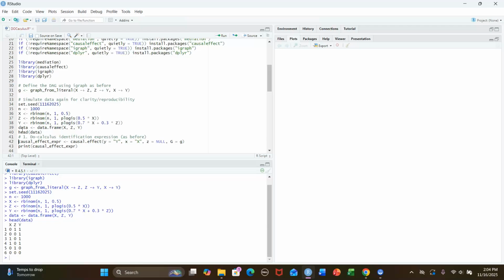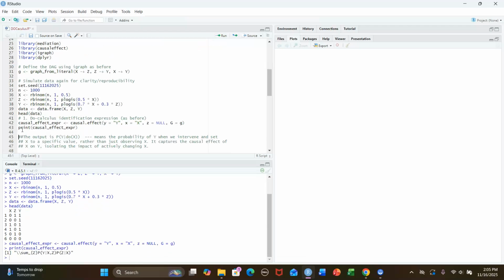So first we do the do-calculus identification expression. So we use the causal.effect function. We specify outcome y equal to Y in the data frame, the x equal to capital X in the data frame, and z equal to null, and G equal to G here. So we put the DAG we specified into this function, and this will give us a causal effect expression. If we print it out, it looks like this.